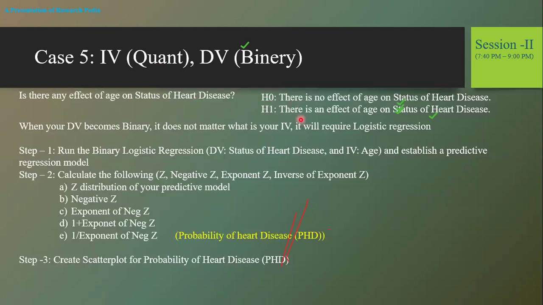How will we establish our hypothesis? Our null hypothesis would be that there is no effect of age on status of heart disease, while our alternative hypothesis would be that there is an effect of age on status of heart disease. So when your DV becomes binary, it does not matter what your IV is. It will require logistic regression. Step one.